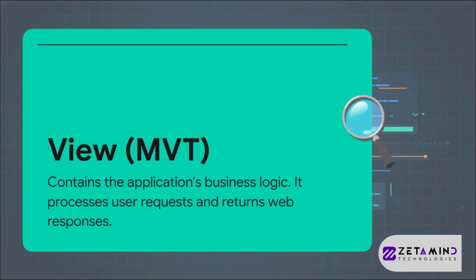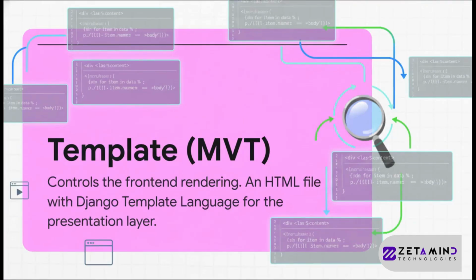Next up, V for view. Now, if the model is the skeleton of your data, the view is the brain of your application. This is where the real work happens. It takes in a request from a user's browser, does some thinking, like grabbing data from the model, and then decides what kind of response to send back. It's the logic center.